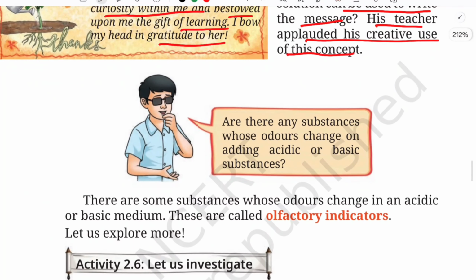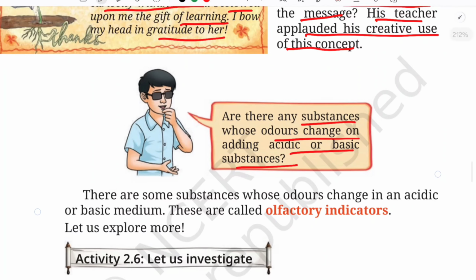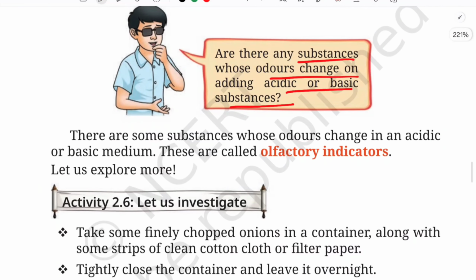So now, are there any substances whose odor changes on adding acidic or basic substances? So now we are going to learn, are there any other substances whose odor, the odor means the fragrance, changes on adding some acidic or basic substance. So now let us investigate, and let us do one experiment, and we'll understand this concept.